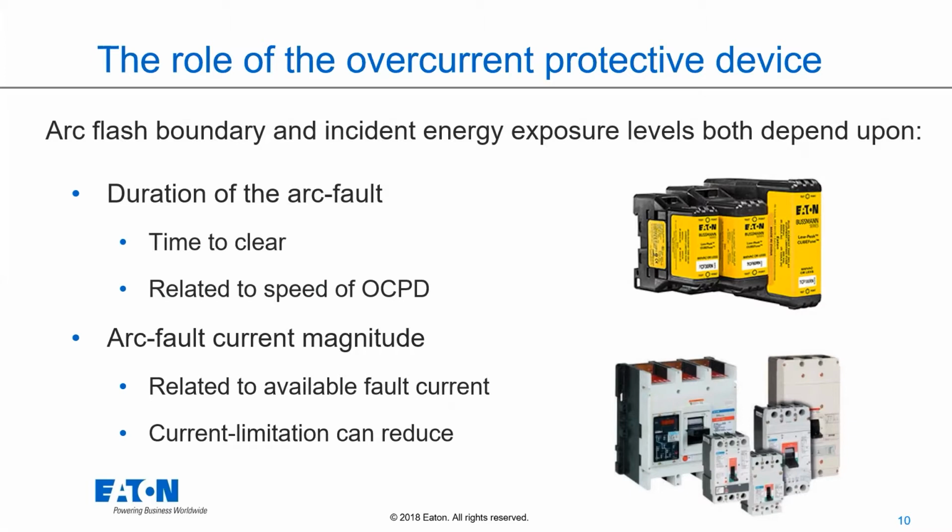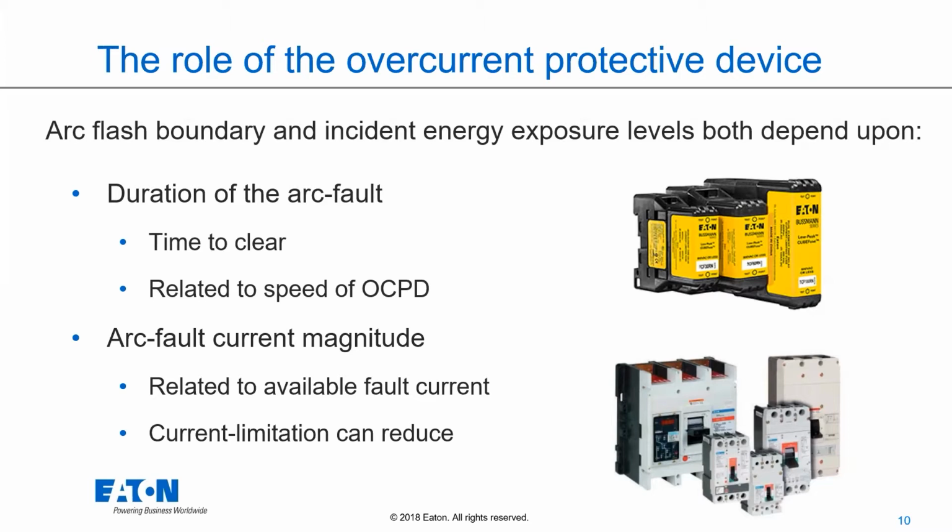It's also going to be dependent on the arc fault magnitude, right? The more current flowing through there, the more energy is flowing through there. So that's related to the available fault current. The available fault current is always going to be larger than the actual arc fault current. The arc fault current winds up typically being somewhere between 40 to 60% of your available fault current. But something like current limitation is going to be able to reduce the magnitude of the current flowing during an arc, and reducing the incident energy exposure levels as a result, right?